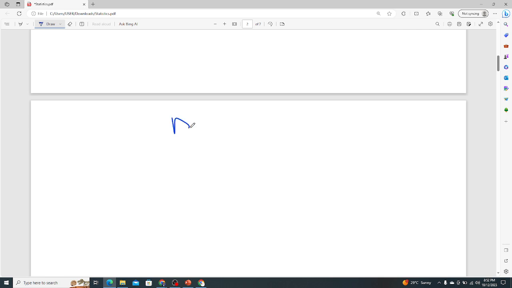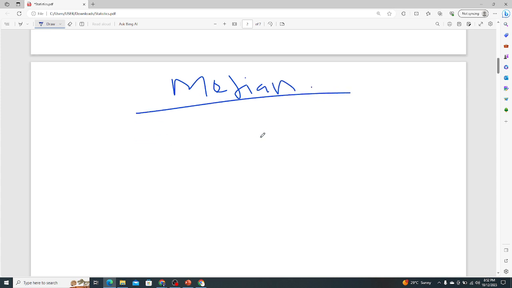So median, we said, is the middle value of a sorted set of values. Let's assume we have 5, 4, 6, 7, 2, 3 and 1. How many values are these? 1, 2, 3, 4, 5, 6, 7.